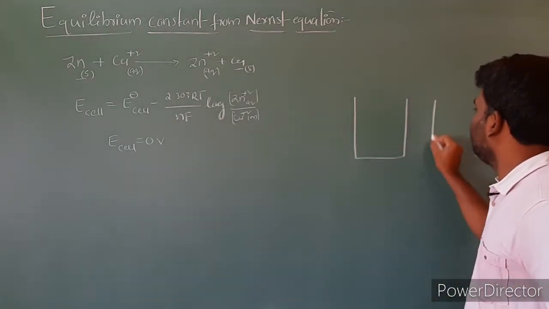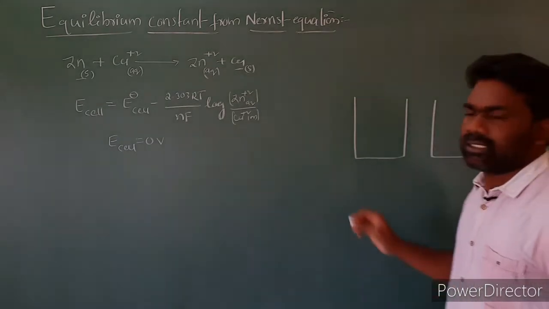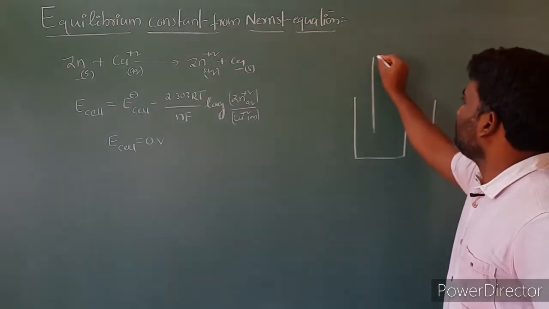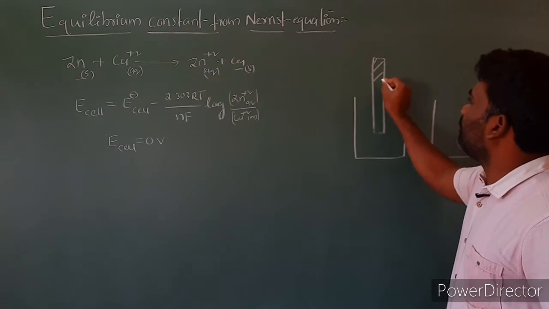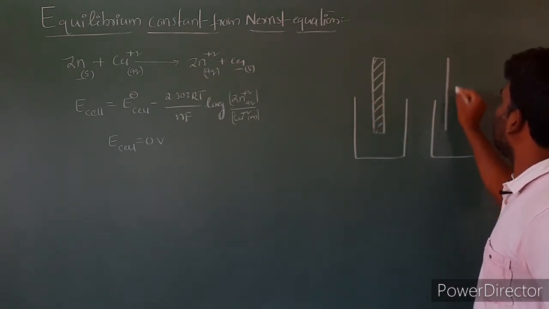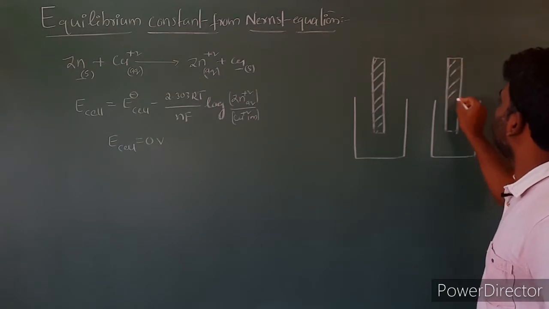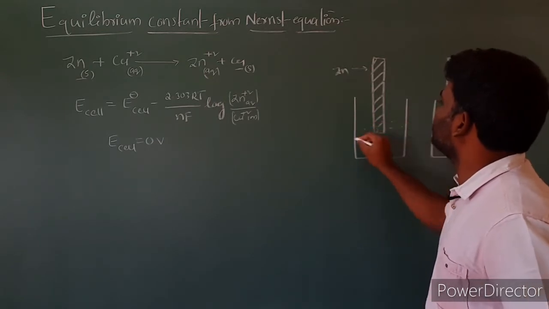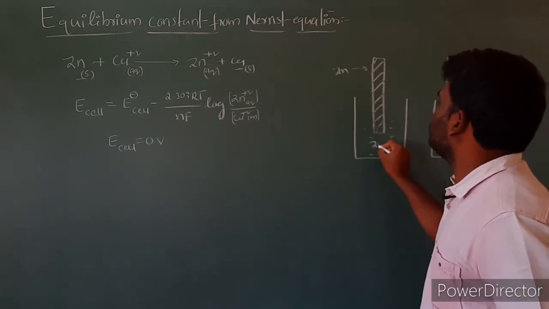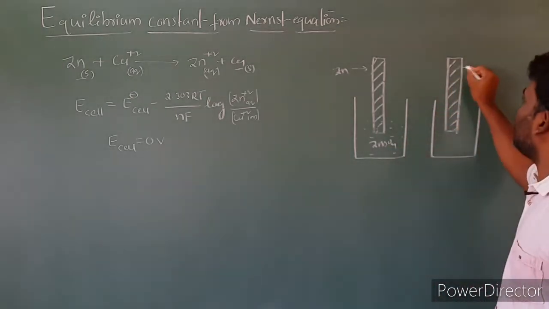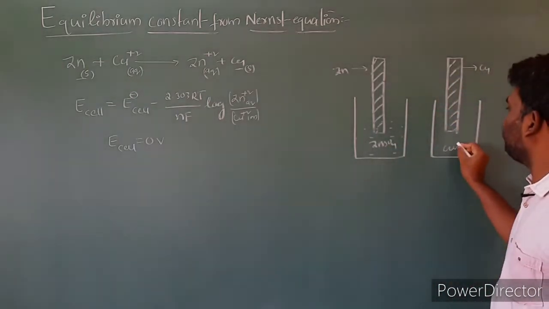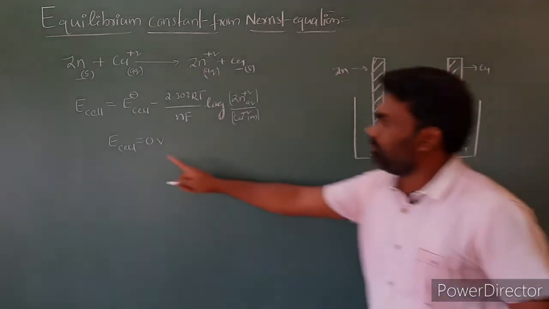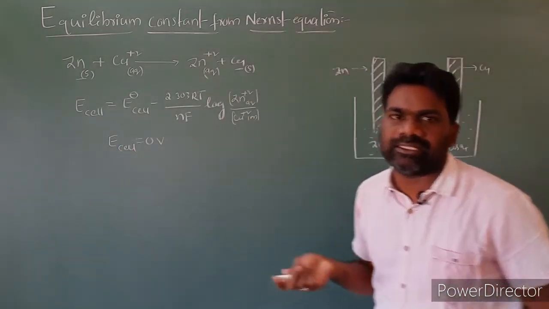This is one half cell and this is another half cell. In one half cell a zinc rod is dipped in zinc sulfate solution, ZnSO4 in aqueous state. This is the zinc rod and this is the copper rod. The copper rod is dipped in copper sulfate solution. Our question is why should we take E cell equal to 0 when the cell attains equilibrium?